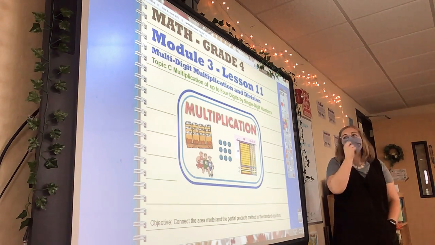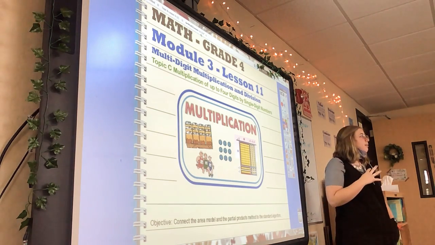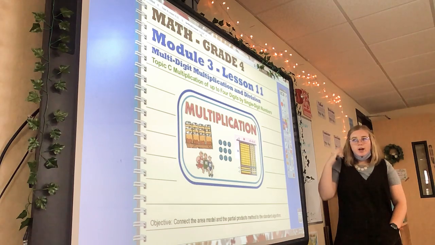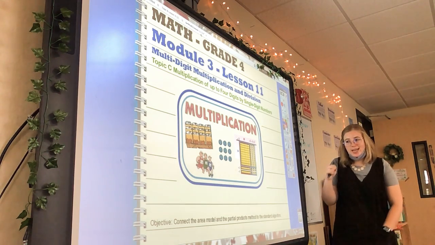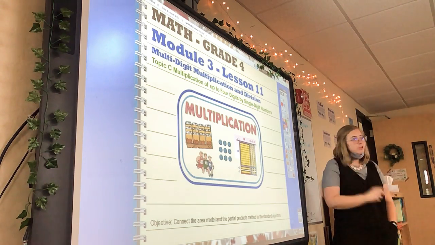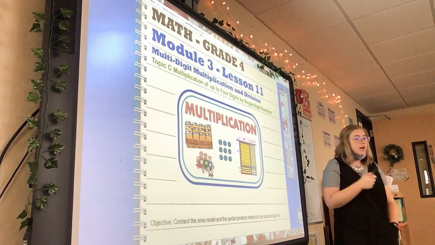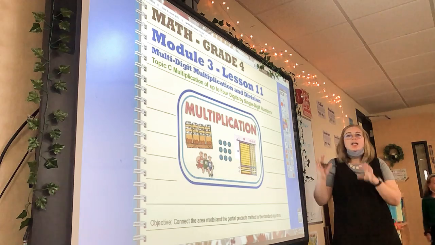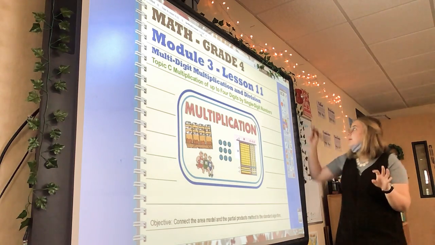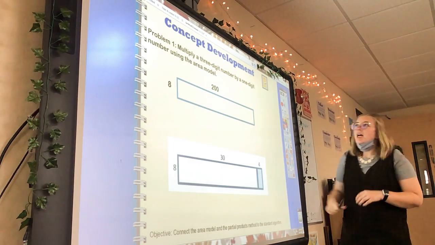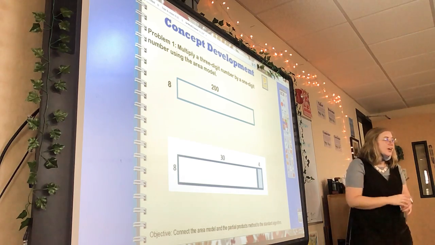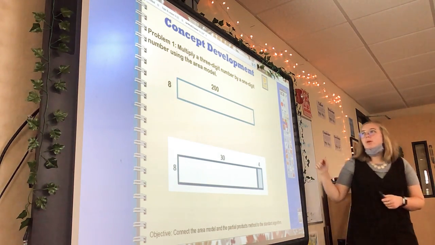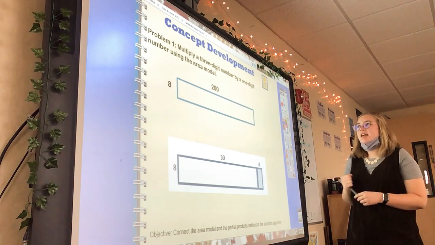Cool. Okay. I'll try and move as fast as I can so that way we can get some homework time in. Okay. But our objective for lesson 11 is we're going to connect the area model and the partial products method to the standard algorithm. So we're going to learn about the area model and apply that to the standard algorithm. Okay? So here we go. So I will show you this first, and then you guys will join me. Okay? So it says multiply a 3-digit number by a 1-digit number using the area model.